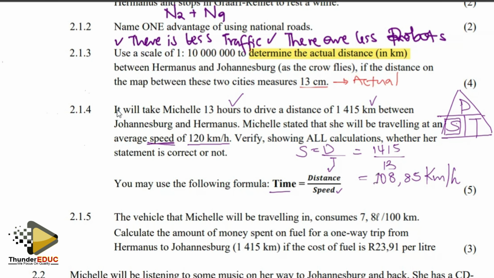Kilometers per hour. So this does not equal 120. So you conclude and you say it's invalid. It's invalid.